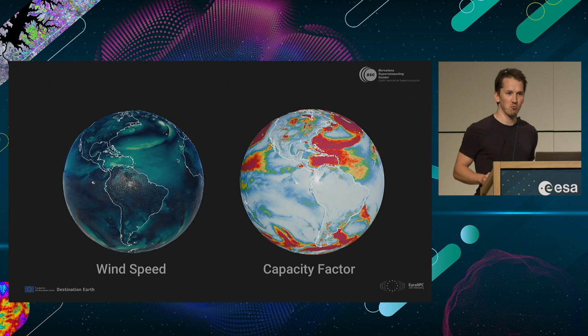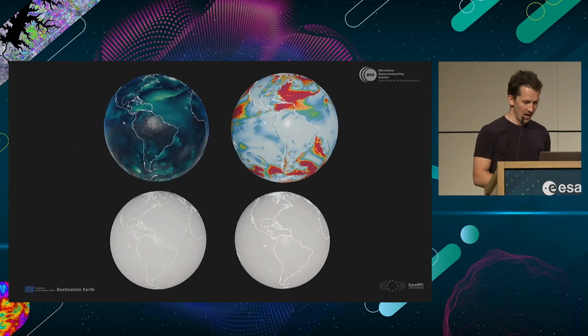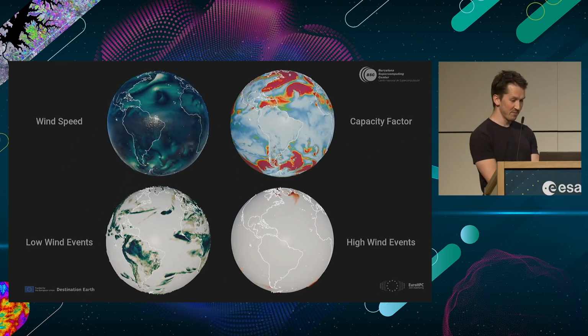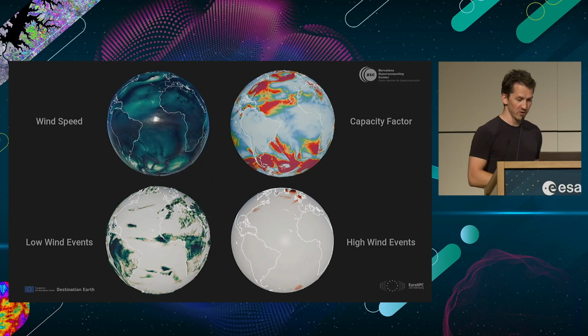So why can that be? Well, maybe we have very low wind speeds, which means a wind turbine cannot really produce a lot of energy. But also it could be due to very high wind events where a wind turbine might have to be turned off. So we can look into these types of events, for example, low wind events, but also high wind events and storms to see how that impacts the wind energy production.